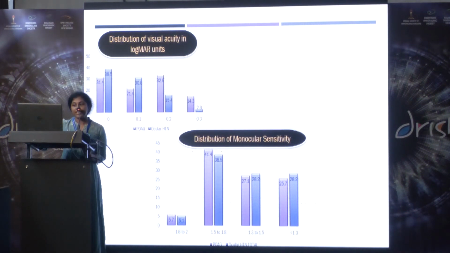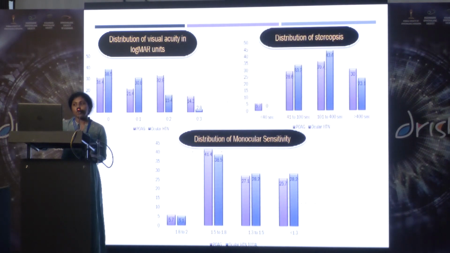Distribution of monocular contrast sensitivity. Majority of my POAG and ocular hypertensive patients had a monocular contrast sensitivity in the range of 1.5 to 1.8. Majority of my patients had a stereopsis in the range of 101 to 400 seconds.